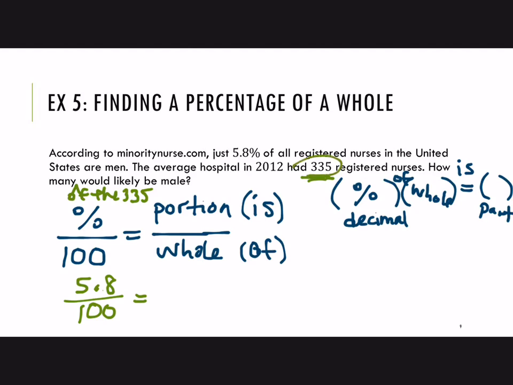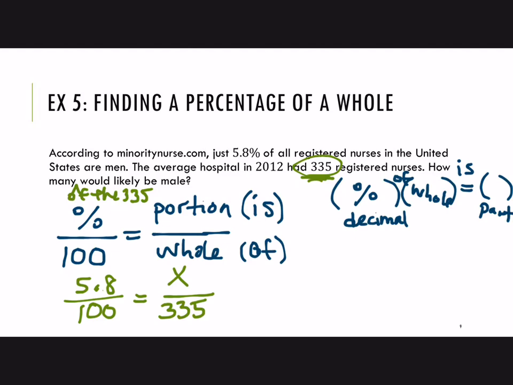So the 335 is the total, or the whole. So that's the number that goes in the denominator. That represents the total number of nurses at that average hospital. And then what we're trying to solve for is the portion, the part, how many of them would be male. We don't know, so you use a variable, something like x.